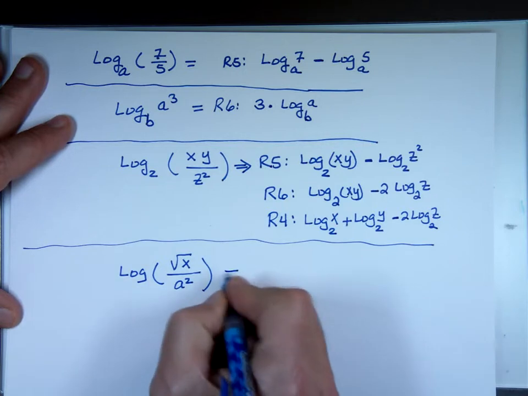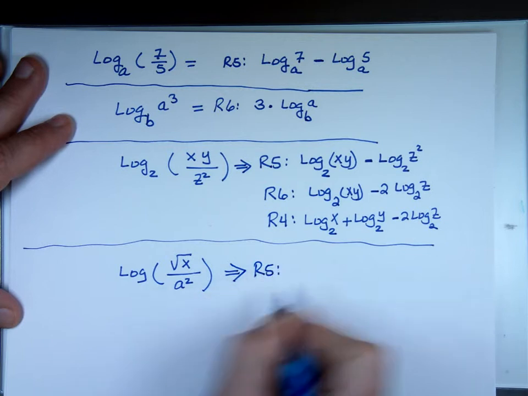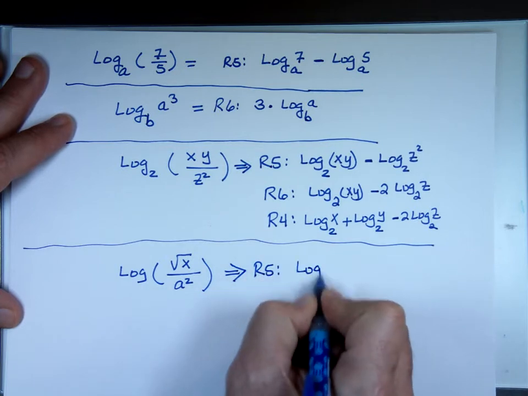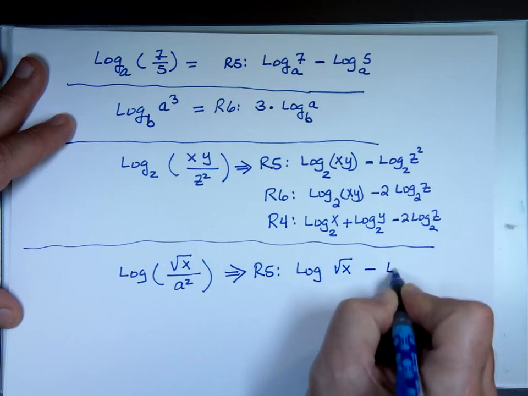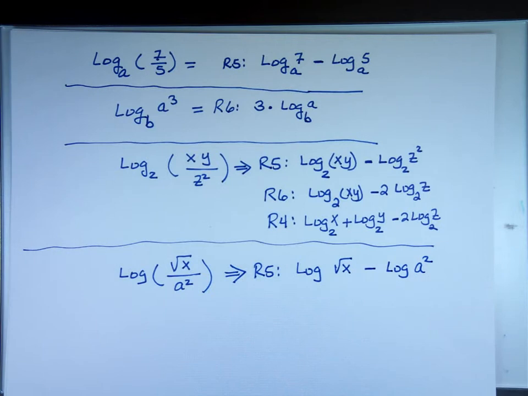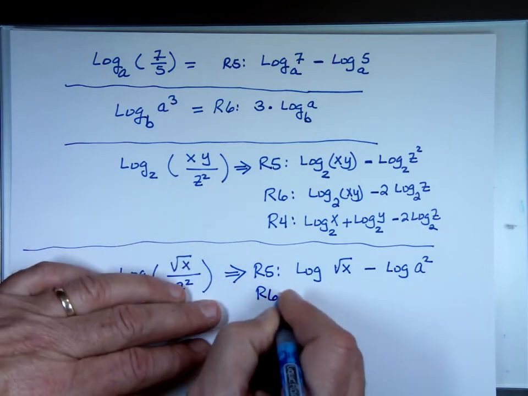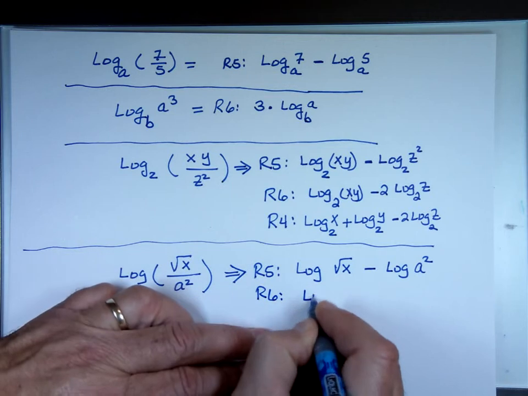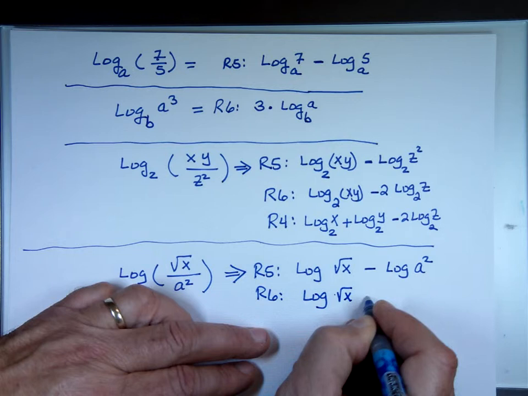Which rule? Rule 5 for division. Rule 6. And make that what? Square root of x minus what? 2 times.